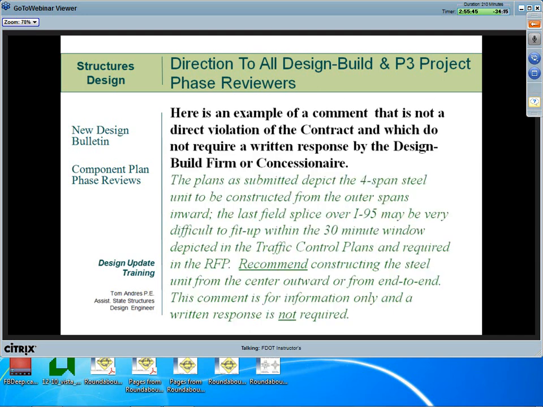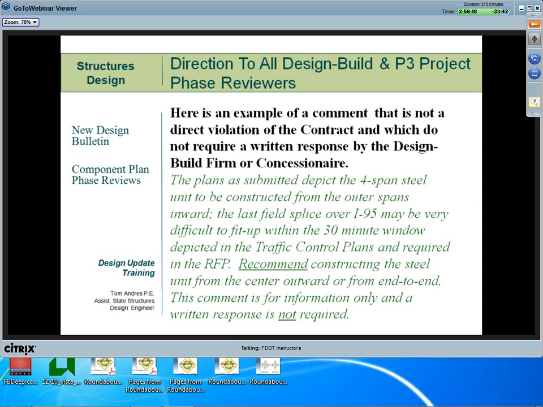Here is an example of a comment that is not a direct violation of the contract and which does not require a written response by the design build firm or concessionaire. This comment says, the plans as submitted depict a 4-span steel unit to be constructed from the outer spans inward. The last field splice over I-95 may be difficult to fit up within the 30-minute window depicted in the traffic control restrictions as required in the RFP.